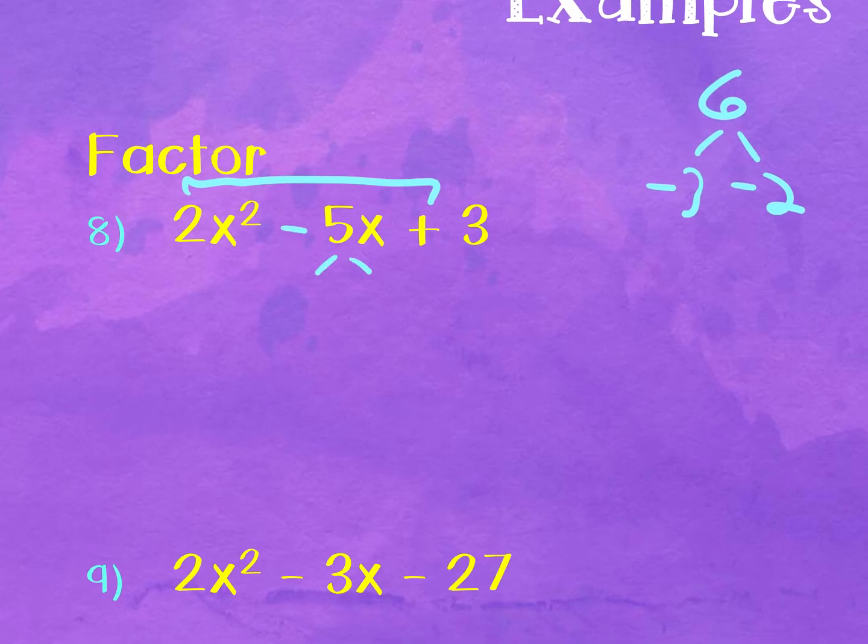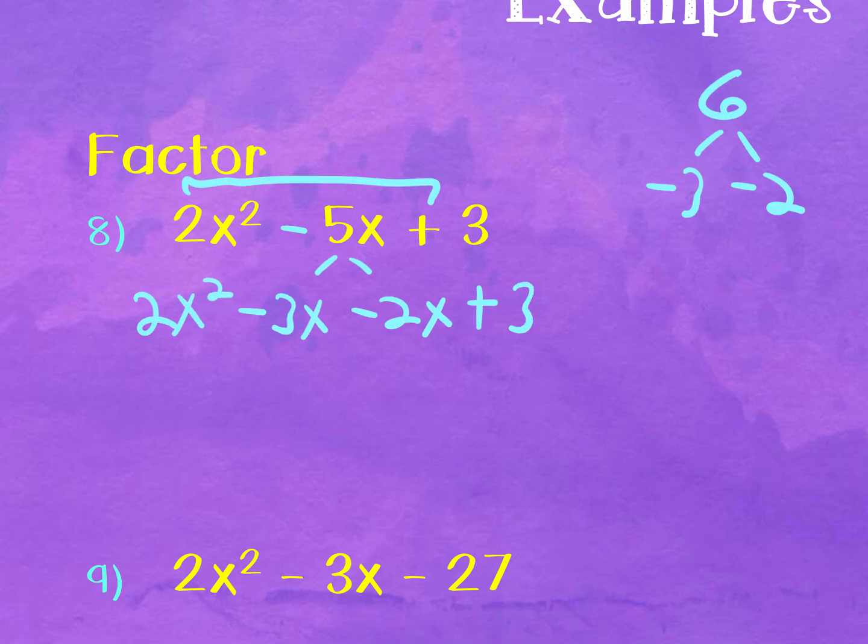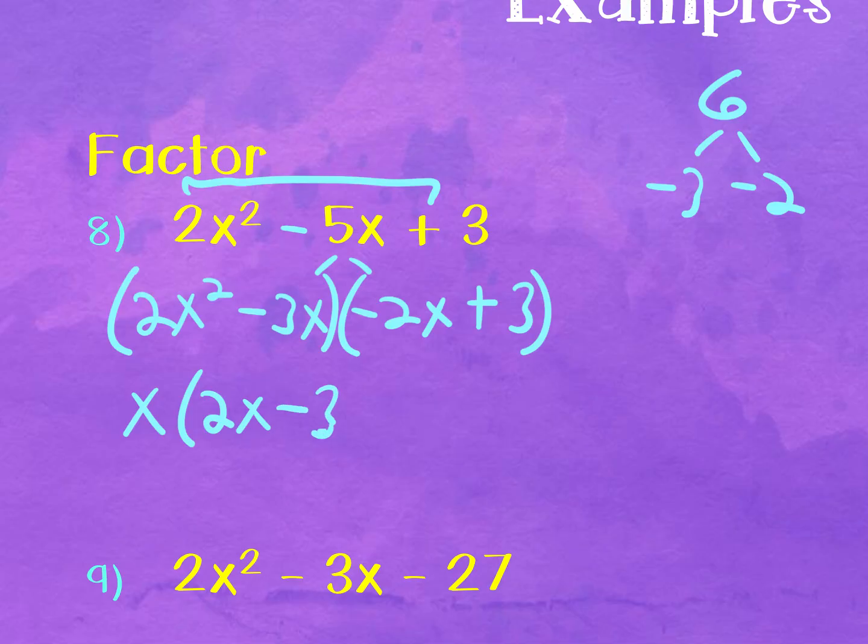So we can break this up, and this is going to be a negative 3x minus 2x. And we can bring everything else down. 2x squared plus 3. And now let's group the first 2 and the second 2. All right, what's our GCF of the first group? Just an x. There's nothing more that we can do there, so we're left with a 2x minus 3. What's our GCF of the next group?